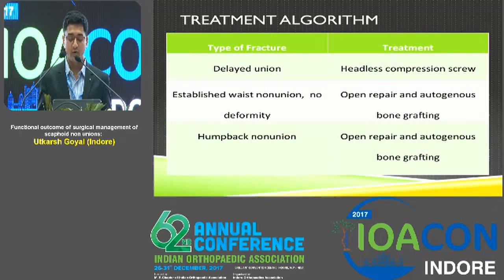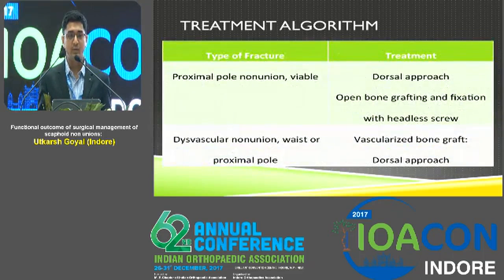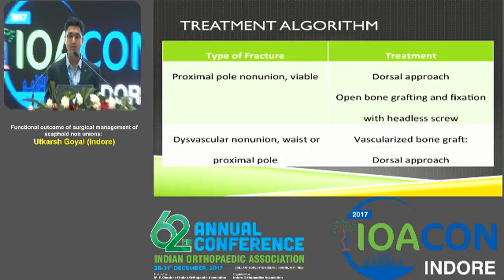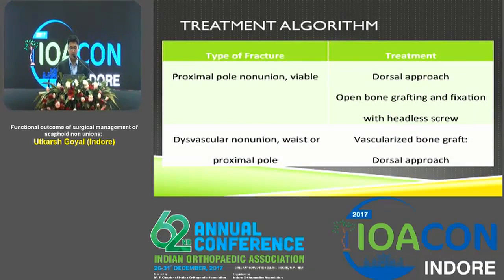The treatment protocol at our institute is as follows. Delayed union is operated with headless compression screws. Established waist non-unions are operated with open repair and autogenous bone grafting. Humpback non-unions are addressed via dorsal approach. Proximal pole non-unions are operated via dorsal approach using autologous bone grafting. In case of AVN, we used vascularized bone graft with dorsal approach.